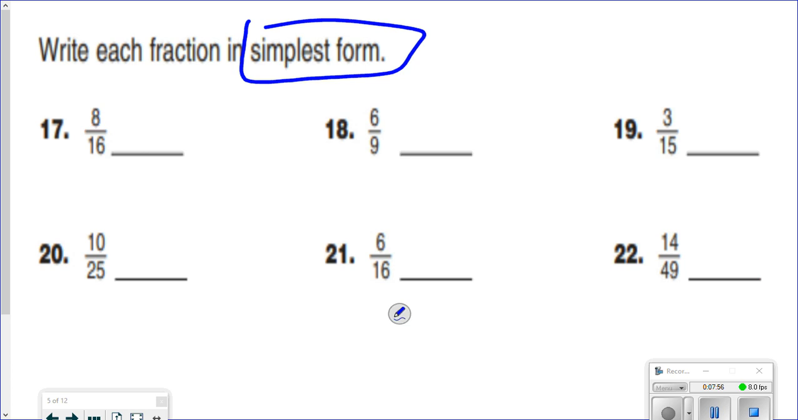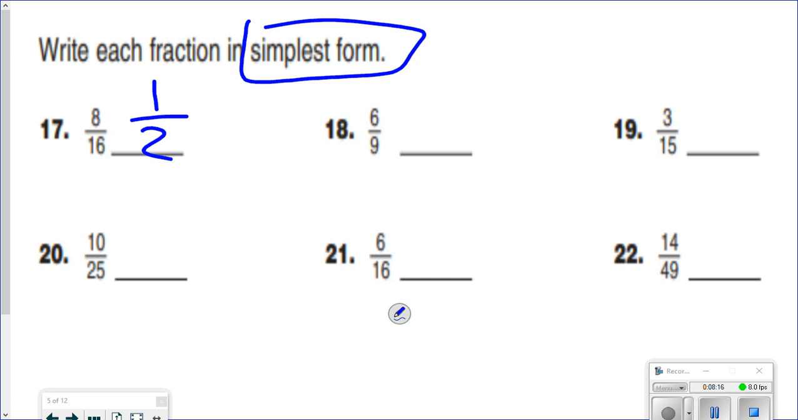For example, the first one, we have 8 and 16. What number goes into both? Well, can 8 go into 8? It sure can. Can 8 go into 16? It sure can. Let's solve it. 8 divided by 8 is 1. 16 divided by 8 is 2. Is 8 half of 16? It sure is. So the answer is half. Let's move on to the next problem.